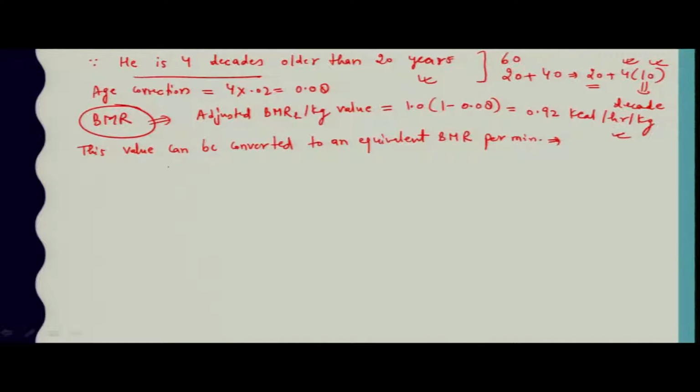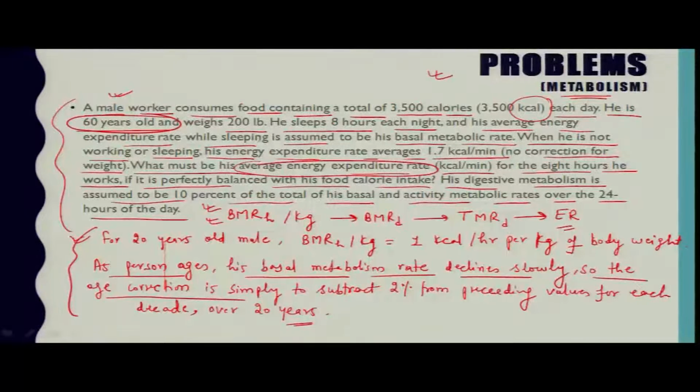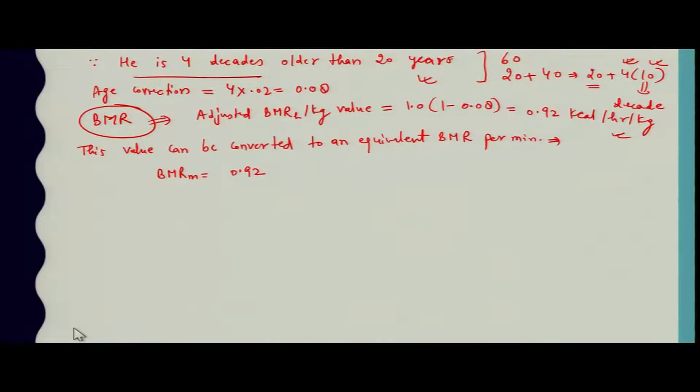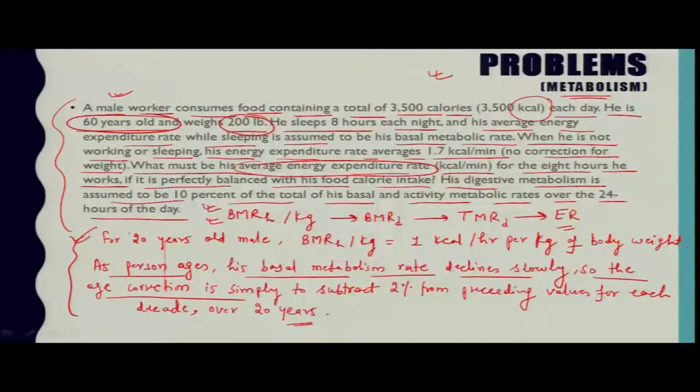So how will we calculate this? BMR per minute equals 0.92 times the weight, which is 200 pounds. Here we have to eliminate the per kilogram and per hour. So how will we do that? Into 200 upon 2.2 upon 60, so that will be something like 1.394 kilocalorie per minute. So now, since this BMR value per minute has been calculated, the time is to calculate the energy expenditure rate for all the activities that he is performing.